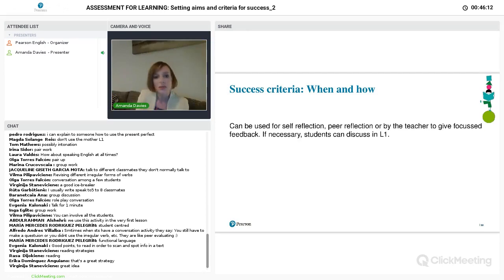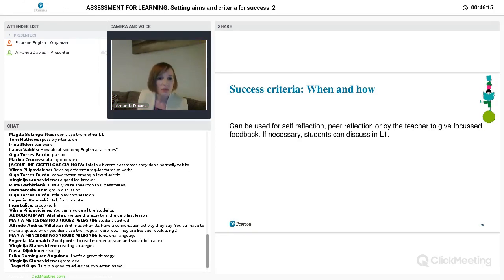Also, if students are doing a speaking task and you're listening and you're monitoring and you're thinking, oh, what sort of feedback shall I give them? Again, you can focus just on those success criteria. That's what you're interested in. That's what's important in the lesson. And that's what you can give students feedback on.